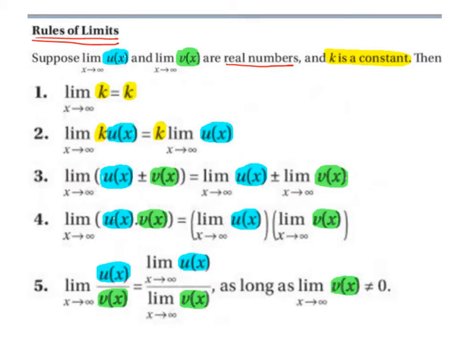So similar to number 3, you can break this apart into two separate limits with brackets. And the limit of u of x divided by v of x as x approaches infinity is equal to the limit of u of x as x approaches infinity divided by the limit of v of x as x approaches infinity. So again, similar to 3 and 4, you can break it apart into two separate limits. But this number 5 is only as long as the limit of v of x as x approaches infinity is not equal to 0. So you just cannot have our denominator to be 0.